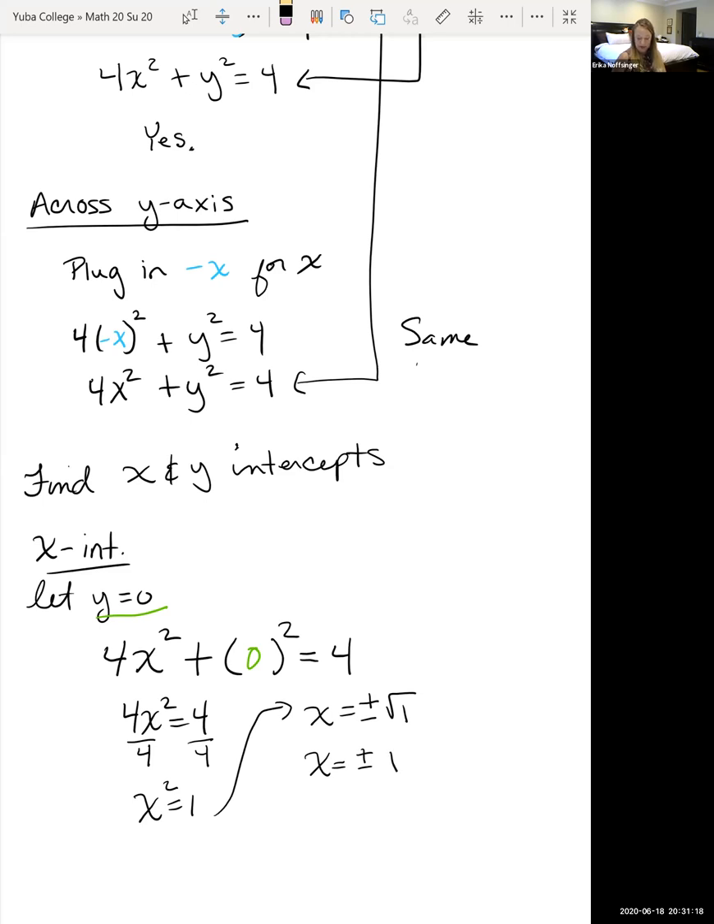Which we know, because it was symmetrical across the y-axis, has to be the case: that if we had one value of our x and our y value, the negative value of our x and the same y value had to be a point.